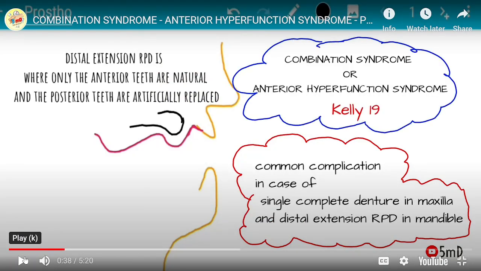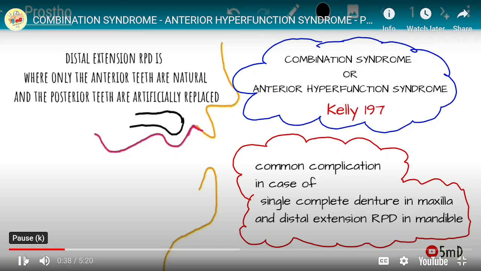So here, the thing to note is that the combination syndrome is also called anterior hyperfunction syndrome, and it was described by Kelly. So write this down and memorize this.